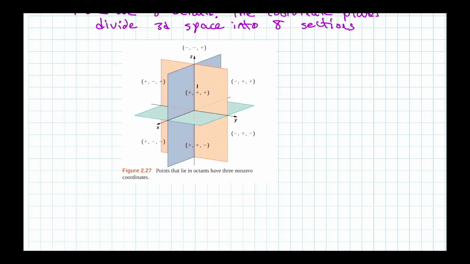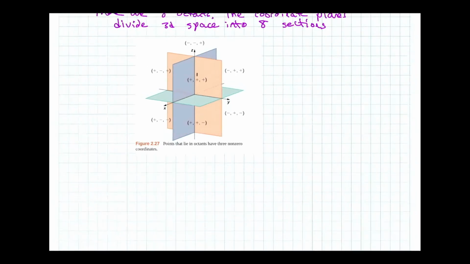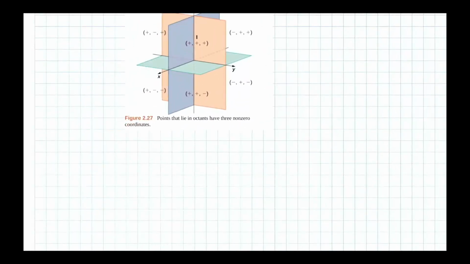And I don't know why we would number them. You probably could, but if you said, oh, there's a point in the 7th octant, people would go, well, where is the 7th octant? I don't know what you're talking about. So, just keep that in mind. It doesn't really matter, but there are 8 of them, and they're based on the signs of each of the 3 variables.